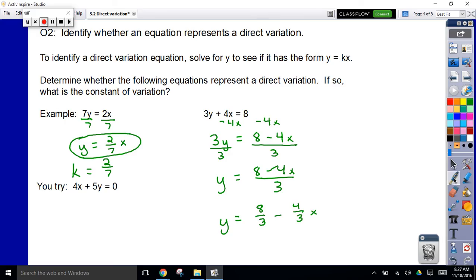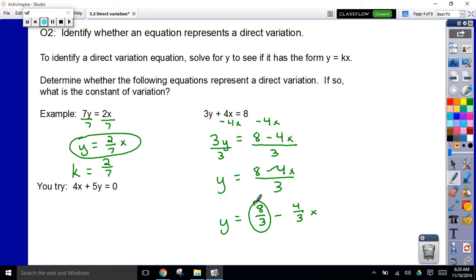Does that look like it's direct variation? No, it's not direct variation because of this. We have a change times x plus a start, which is not 0. So this line, if we graphed it, would not go through the origin, so it would not be direct variation.